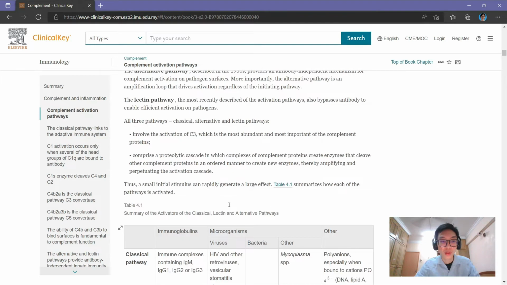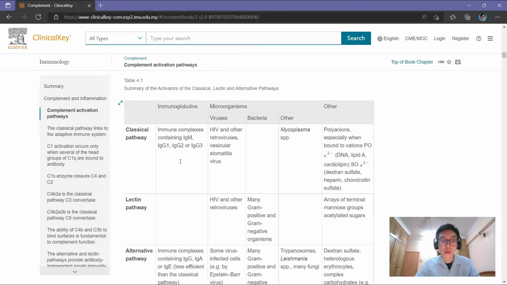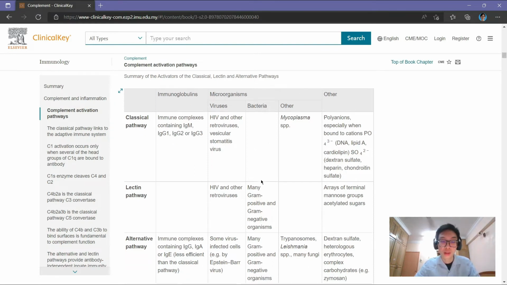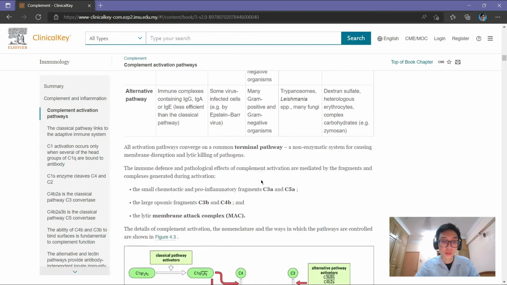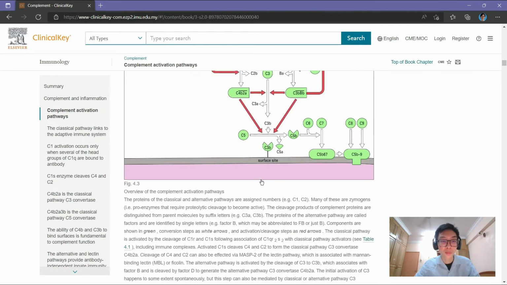And there are also tables, again helping the students to understand the topic better. You can see the classical pathway, the immunoglobulins involved, so IgG1, IgG2, IgM, and what viruses or microorganisms it works on. In this case, HIV and others like Mycoplasma species, and other notes that can be included. So there are more pictures.